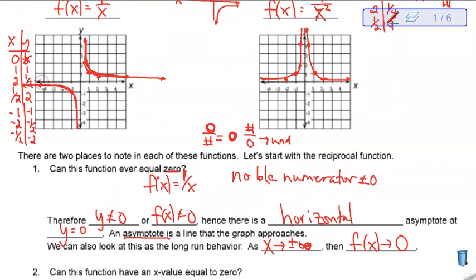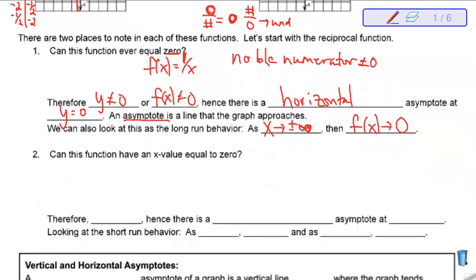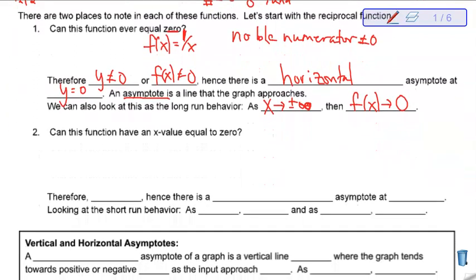So we would have, changing colors, that would be y equaling 0. Okay? Now, second question. Can the function have an x value equal to 0?